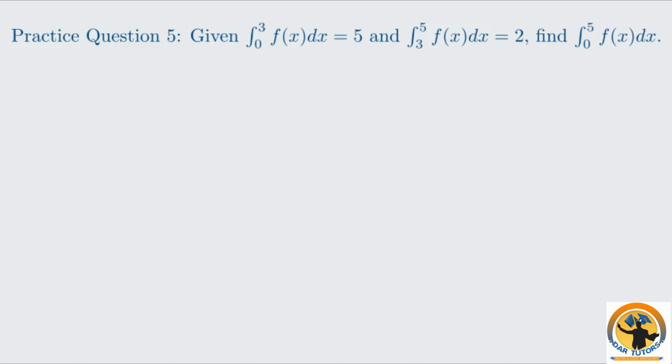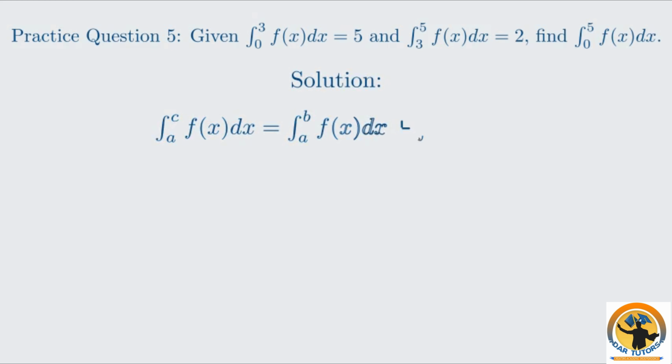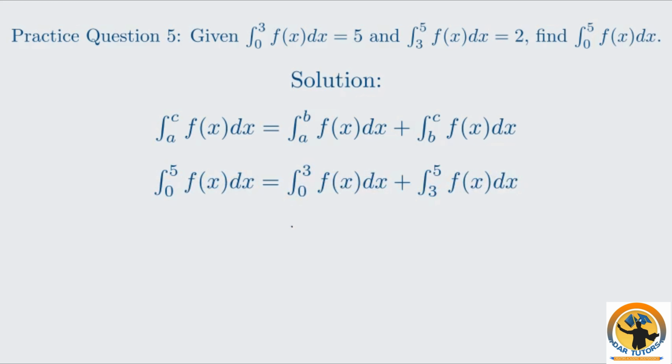This question tests your understanding of the additivity property of definite integrals. The property states that the integral from a to c is the sum of the integral from a to b and the integral from b to c. In our case, a is 0, b is 3, and c is 5. So, the integral from 0 to 5 is the integral from 0 to 3 plus the integral from 3 to 5. Substituting the given values, we get 5 plus 2, which equals 7. The integral from 0 to 5 is 7.